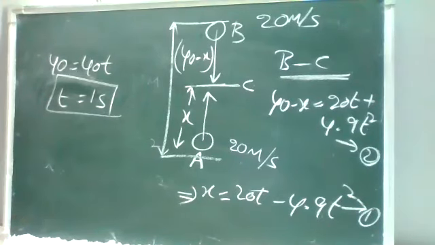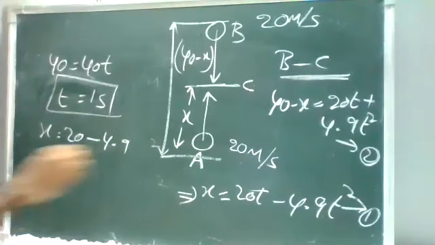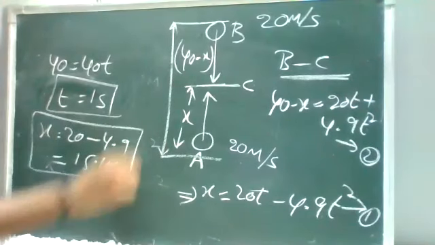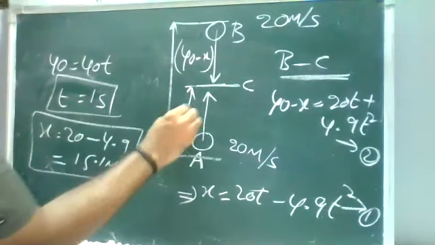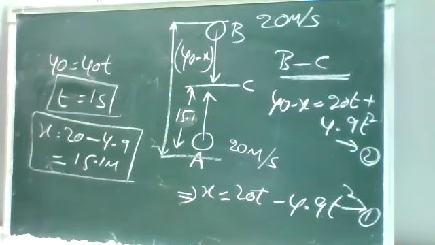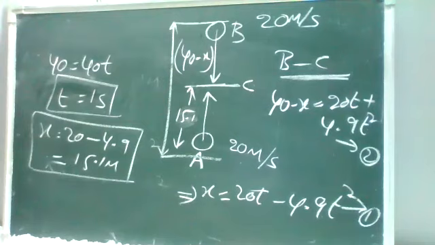To find the displacement, substitute into the first relation. So x is equal to 20 into 1 minus 4.9, so x is equal to 20 minus 4.9. It is 15.1 meters. x is nothing but 15.1 meters from the bottom to the C point. So it is the height at which these two are colliding with each other. Okay, this is your answer: time period 1 second and displacement 15.1 meter. Any doubt?